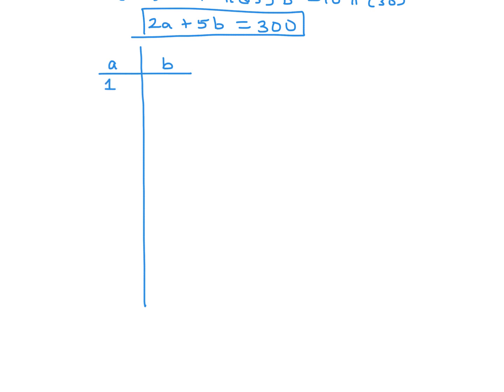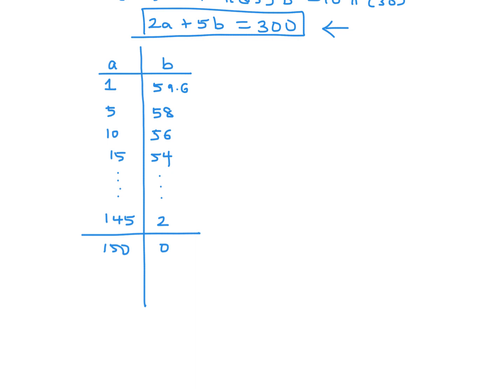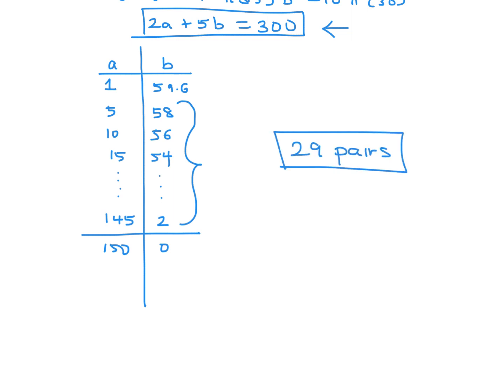So let's start with the smallest positive integer, which is 1. When you plug it in, you'll get 59 point something, so it's not an integer. The first time you get an integer is with 5, and you get 58. And then every 5 you'd get an integer value for b, and you keep on going like this. The final integer value, since it's going down by 2's, would be 2, and then 0 would be when it's 150 for a and 145 for a when b is 2. So really you're just interested in these, the only positive integer solutions. From 2 to 58, every other one, so 58 divided by 2, that's 29 pairs that would satisfy the equation.